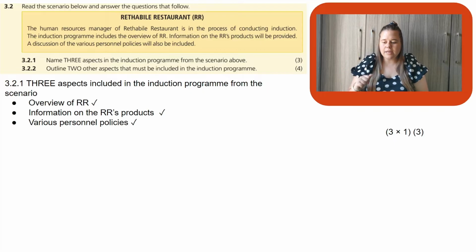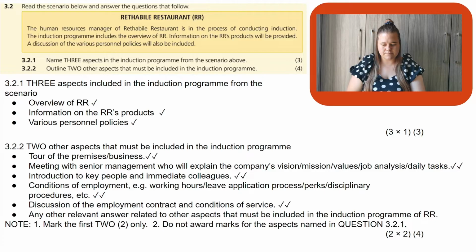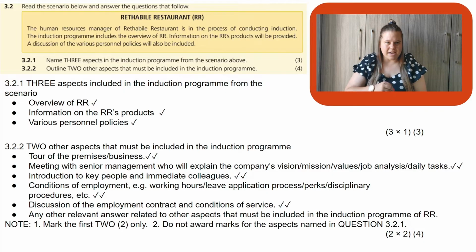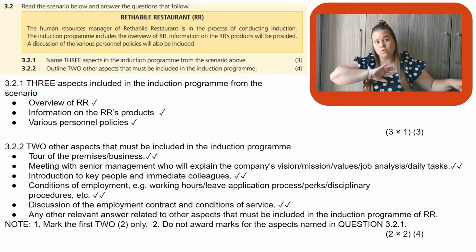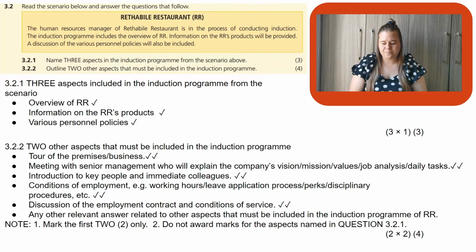All right. Then we need to outline another 2 aspects that can be included in the induction process. So here they are. Now remember, another 2. So note there at the bottom. We need to mark the first 2 only. Do not award marks for aspects that were named in the previous question. So be careful of that. When using the words other aspects, I'm looking for separate ones from the ones you've already mentioned.